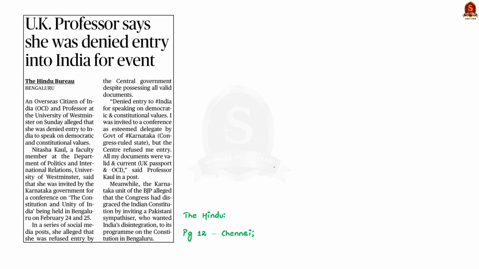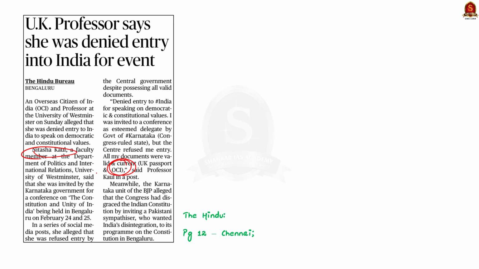Look at this Hindu article. Natasha Kaul, a professor from the UK, was not allowed to enter India to talk at a conference in Bengaluru about democracy and constitution. She was invited by the Karnataka government but was eventually denied entry by the central government. This was done even though her Overseas Citizen of India, or OCI, documents were in proper order. This is the crux of the article. In this context, let us understand OCI, or Overseas Citizenship of India, from the prelims perspective.